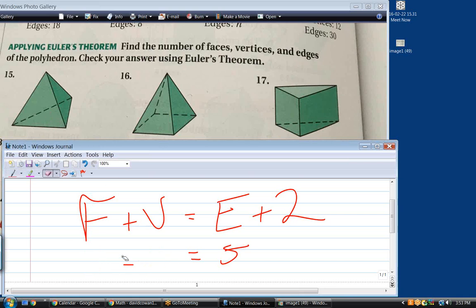So let's check 16. How many faces does 16 have? 5 plus 5. So it should have 8 edges, right? Mm-hmm. Well, we got 1, 2, 3, 4 edges there, and 1, 2, 3, 4 edges there. How many faces does 17 have? 5. Correct.